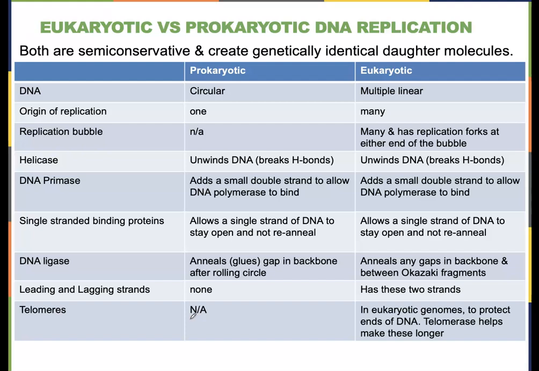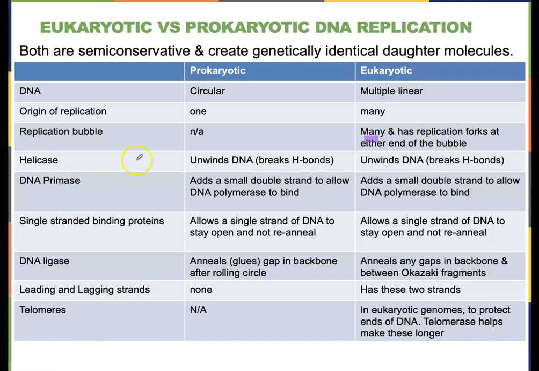Okay, so I have for you just a side-by-side comparison of DNA replication. For DNA, prokaryotic cells are circular, eukaryotic multiple linear. Origins of replication: in prokaryotes there's only one, where the nick is formed. In eukaryotes there's many, right? We have to make many bubbles. There's no bubbles in prokaryotic rolling circle replication. For eukaryotic, remember we had many replication bubbles. Each bubble has forks on either end.